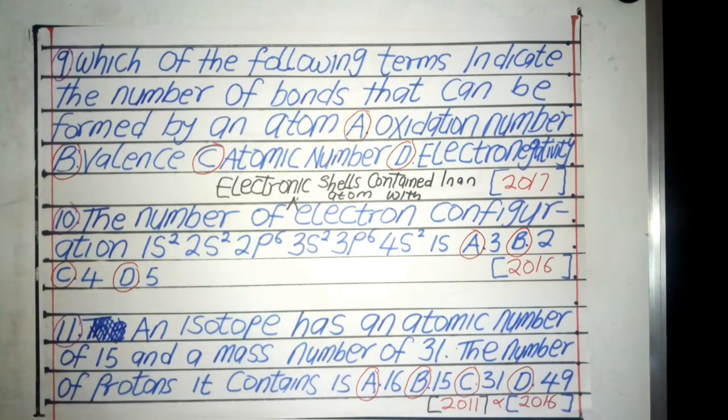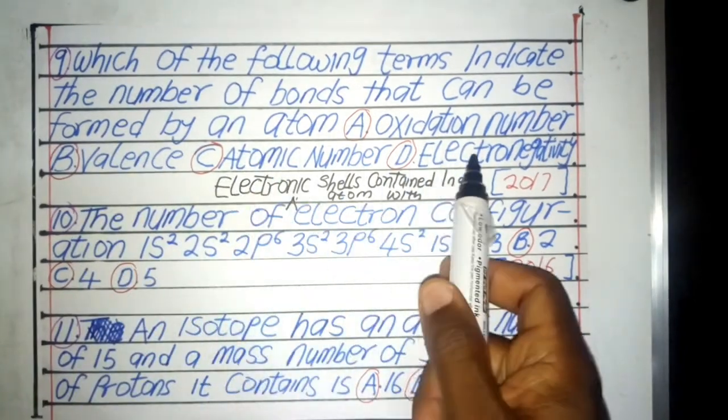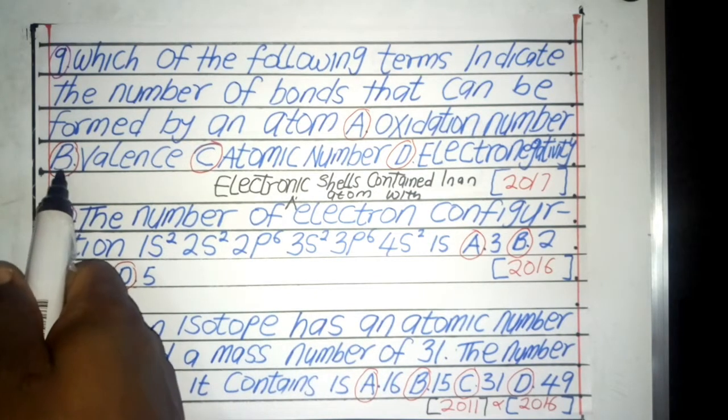Next question. Which of the following terms indicates the number of bonds that can be formed by an atom? We have A, oxidation number, B, valence, C, atomic number, D, electronegativity. So the answer is valence. Valence is electrons in the atom shell. It is that valence electron in the atom shell that is used by atoms in forming bonds. So the answer is B, valence.